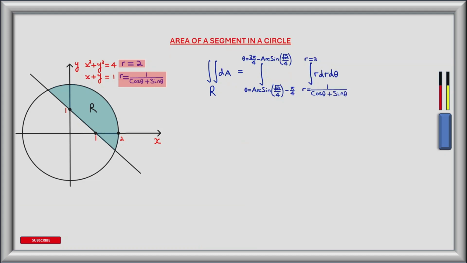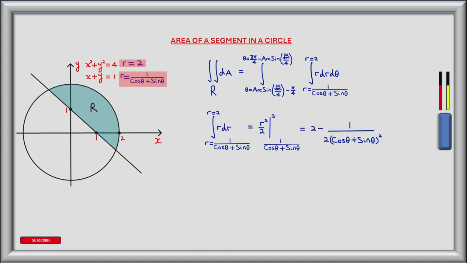The outer integral starts at theta equals arc sine of the square root of 2 over 4 minus pi by 4 to theta equals 3/4 pi minus arc sine of the square root of 2 divided by 4. And then the second integral starts at r equals 1 divided by cos theta plus sine theta and goes to r equals 2, and we're integrating r dr d theta.